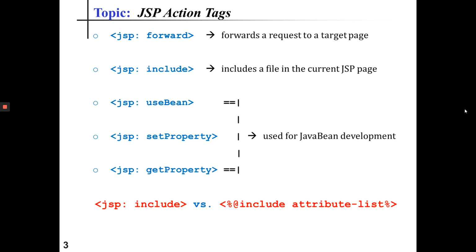Now the question that arises in our mind is, what is the difference between the include action tag and the include directive? The include directive tag is called during translation time, while the include action tag is called during runtime. That is the basic difference between them.